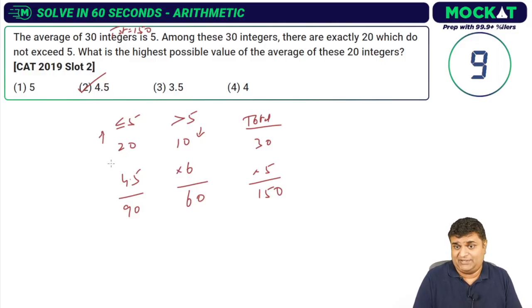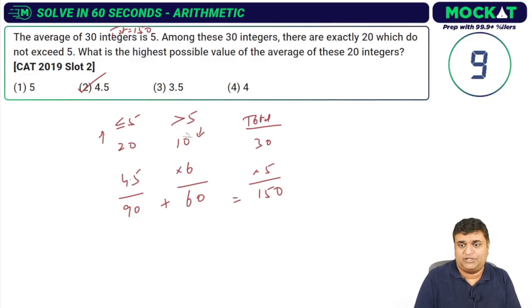So this is a question where you understand the concept, that if one has to be maximized, you need the highest possible value of the 20 integers. The sum is a constant, 150. 90 plus 60 is 150. If this has to be maximized, the other end has to be minimized.